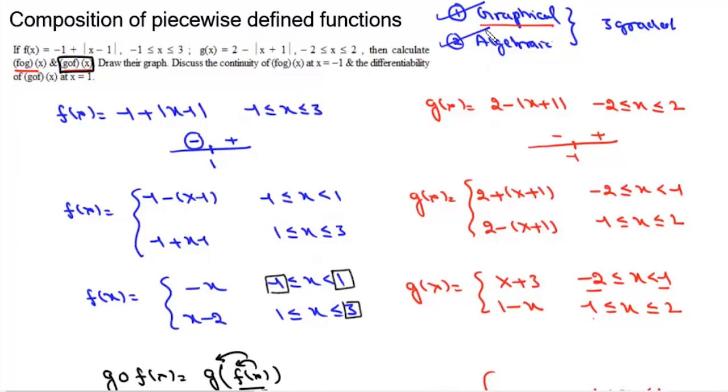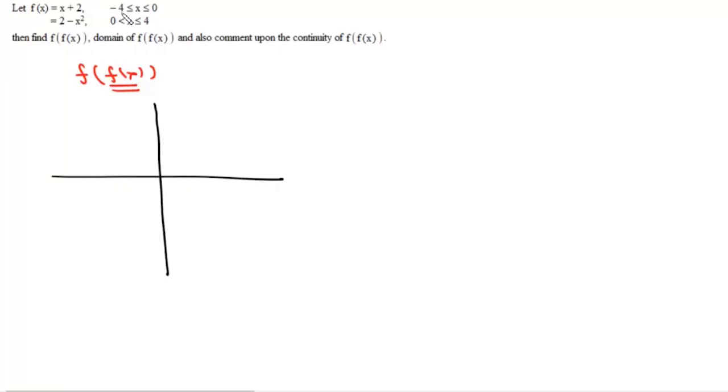Now we'll take up the second example. Here the question is: we are given this function fx, which is x plus 2 when x lies between minus 4 and 0, and 2 minus x square when x lies between 0 and 4. We need to find f of fx, the domain of f of fx, and also we need to comment upon the continuity of f of fx. Now since this is f of fx, first we'll draw the graph of fx. So we have these x's. When x is minus 4, this value is minus 2.